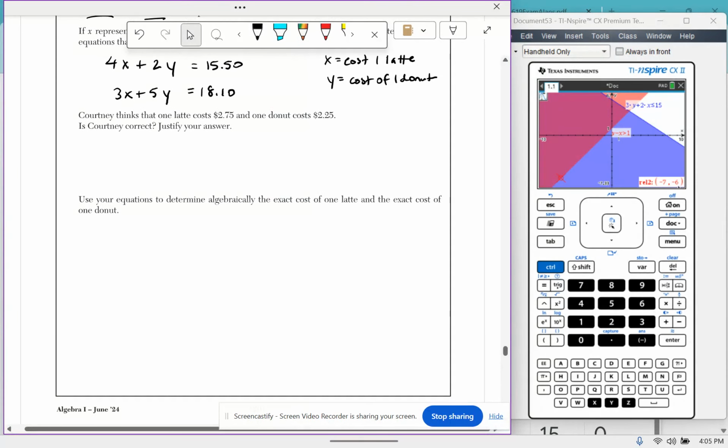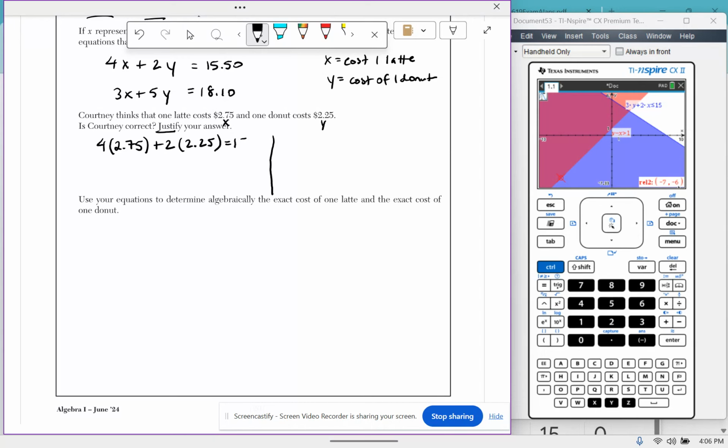Courtney thinks that 1 latte costs $2.75, so she thinks that's the x, and 1 donut costs $2.25, that's the y. Is Courtney correct? Justify your answer. Justify means I need to show with some algebra what's going on here. And they love giving this question, right? Because you test that value of x and y in one of the equations, and it usually works for just one, but it needs to work for both in order for it to be a solution to the system.